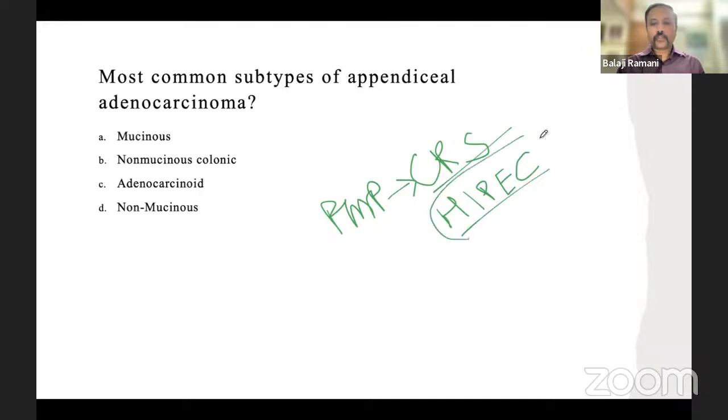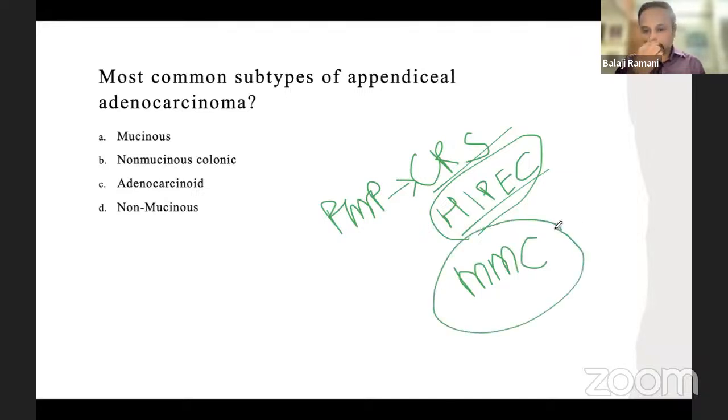Here again, whenever it comes to HIPEC, the question that will be commonly asked is, what is the agent which is going to be used? So the agent which is used commonly in appendiceal cancers or in any of the GI tract cancers is going to be your mitomycin C. Because HIPEC is an often asked question, that is why I'm digressing a little from the question here. Not really digressing, it is again related to this.